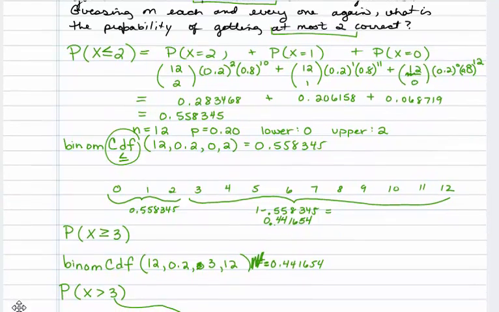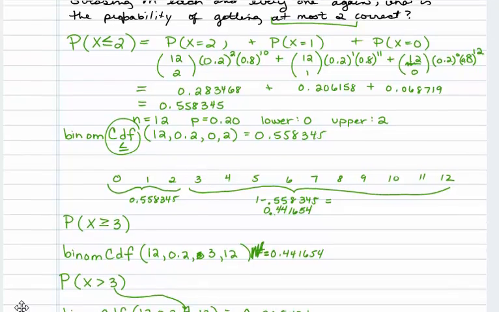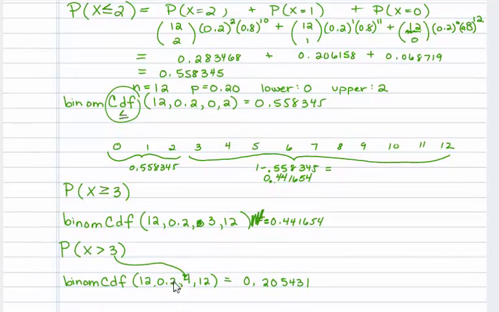If it's greater than 3, another problem, you want to make sure that you're not including 3 at all. So we'd want 4 through 12. And if I look upward here, we do the same thing with 4 through 12. And it would be a 0.20. So about a 20% chance that you would be guessing 4 or more correctly.